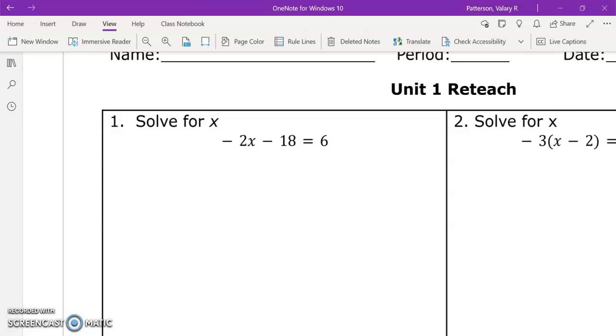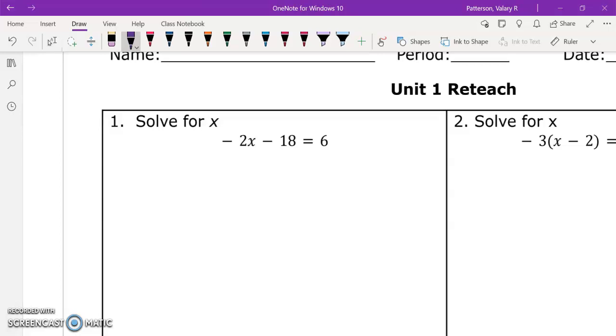the Unit 1 reteach in preparation for your test that you're going to retake on Monday. So I'm going to go through these fairly quickly, and remember, you can pause, rewind, you can speed them up if you just want to check your answers, and use it as you wish. Okay, so let's start with the first one.